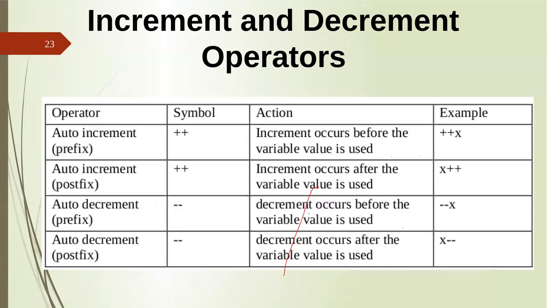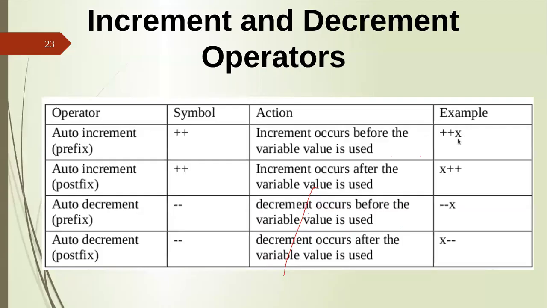This is auto increment, the prefix auto increment. Auto increment means x is incremented by 1. If the value of x is 1, the next is 2. This one is decrement. Decrement means if the value of x is 2, the next x will be 1.